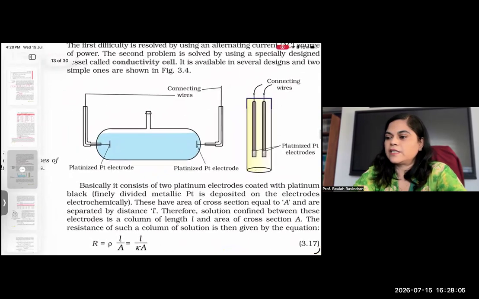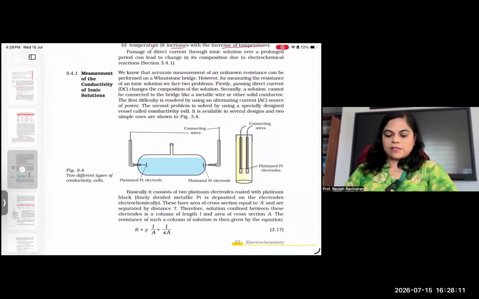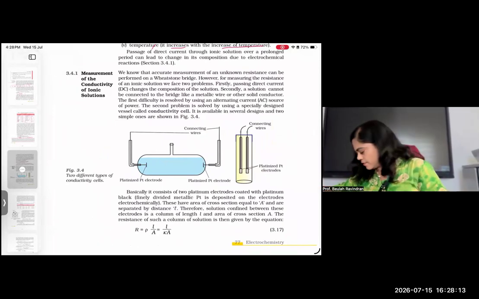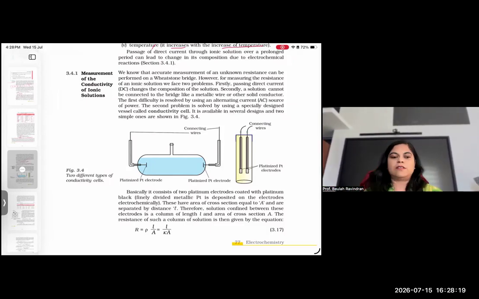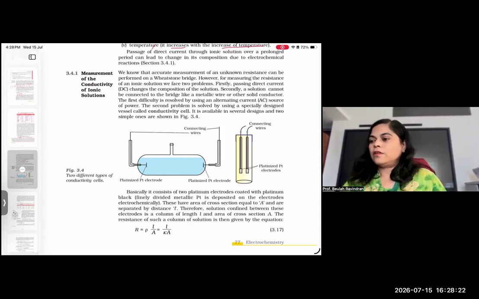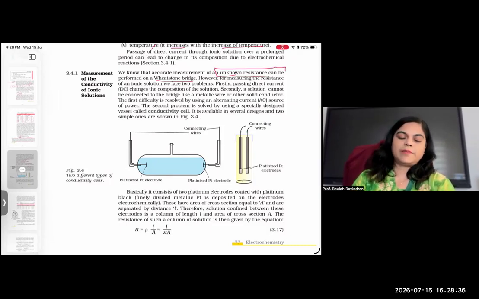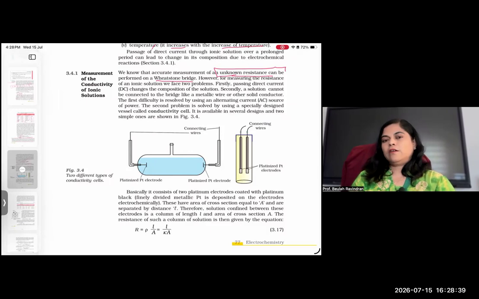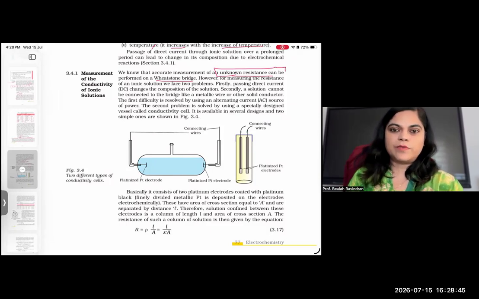So there is a connecting wire. Listen to this very carefully. Two different types of conductivity cells. Here the unknown resistance can be measured on a Wheatstone bridge. We know about all these things, right? We have already studied the Wheatstone bridge in class 12, chapter 3 of physics. So you must always compare chapter 3 of physics with this particular electrochemistry.